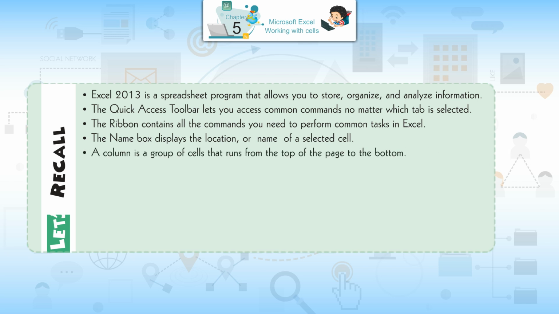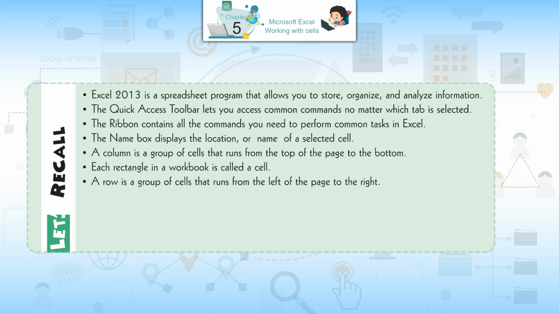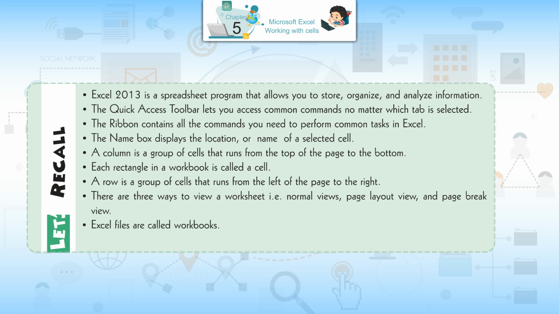A column is a group of cells that run from the top of the page to the bottom. Each rectangle in a workbook is called a cell. A row is a group of cells that runs from the left of the page to the right. There are 3 ways to view a worksheet: normal view, page layout view, and page break view. Excel files are called workbooks.